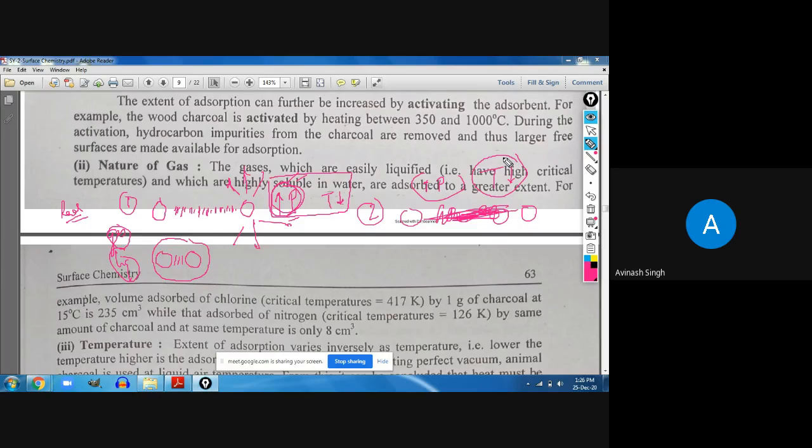So now you tell me, you have two gases, ideal gas and real gas. Which gas will adsorb more on a solid, ideal gas or real gas? Sir, real gas. Sorry, there was a network issue so I left. No problem, beta.